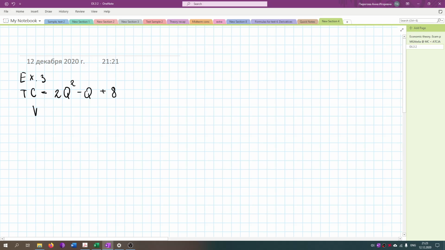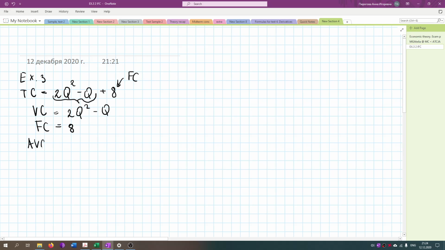So our variable cost is the part of the equation where we have our q. So this part will be our variable cost, 2q squared minus q, and our fixed cost will be a constant which we have in our function, and in our case this is fixed cost, just a constant.